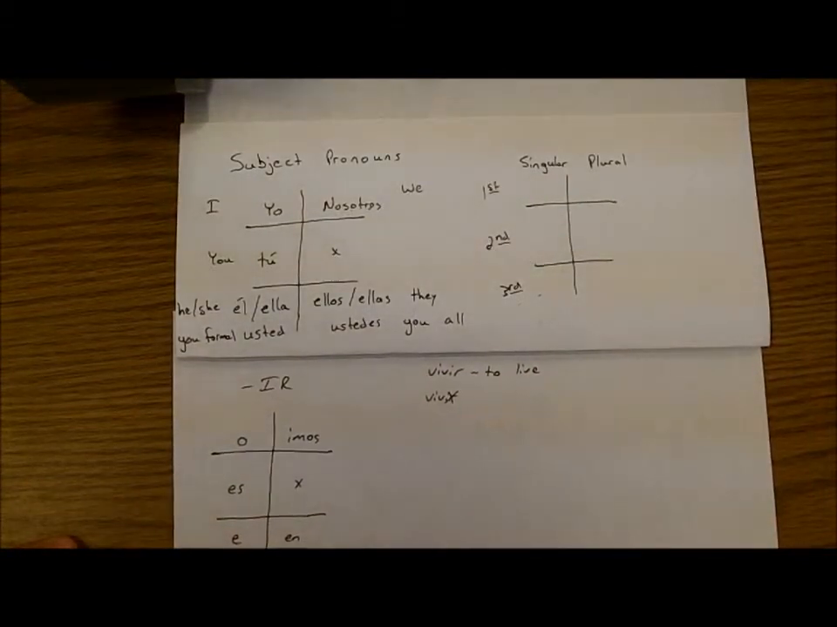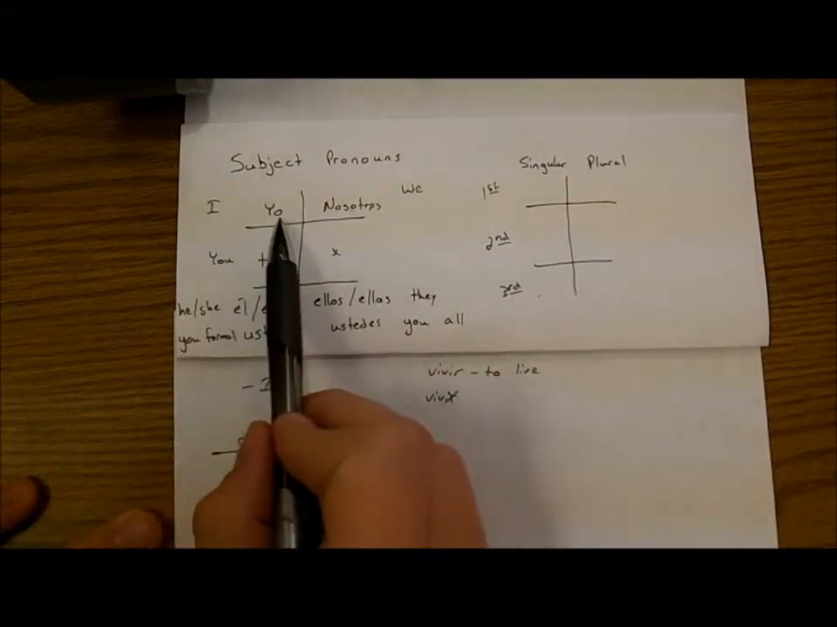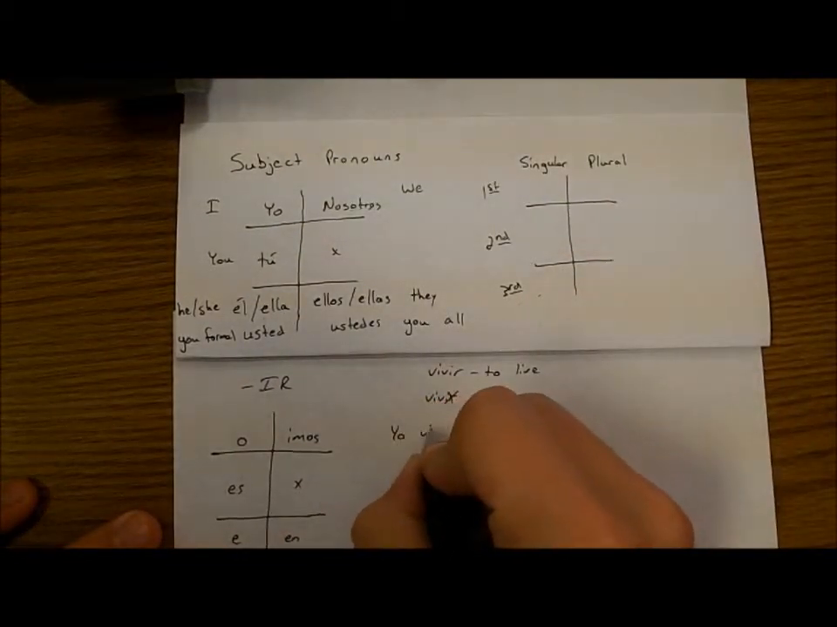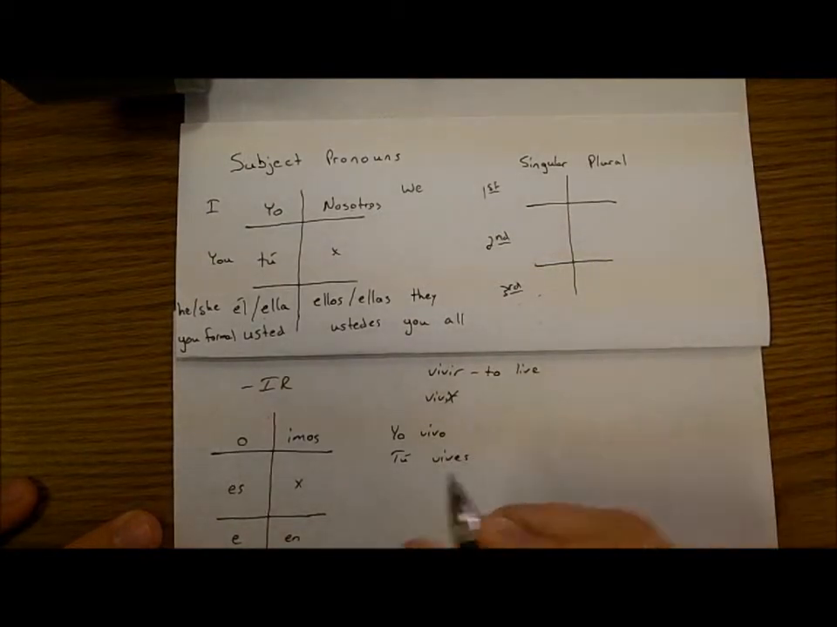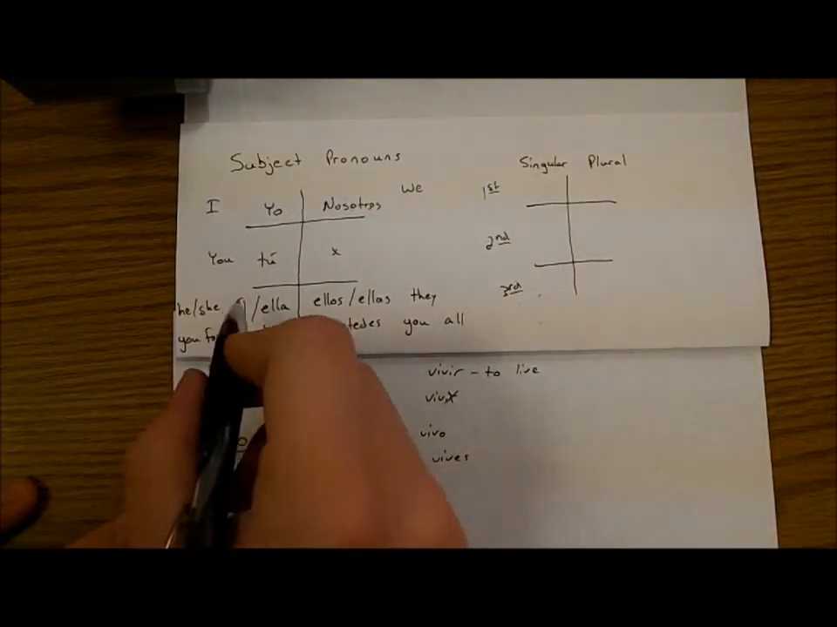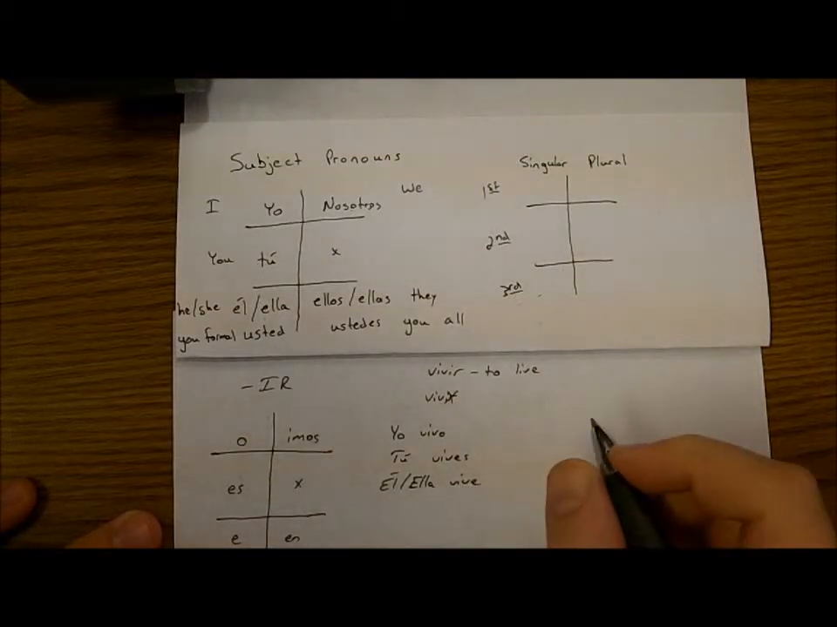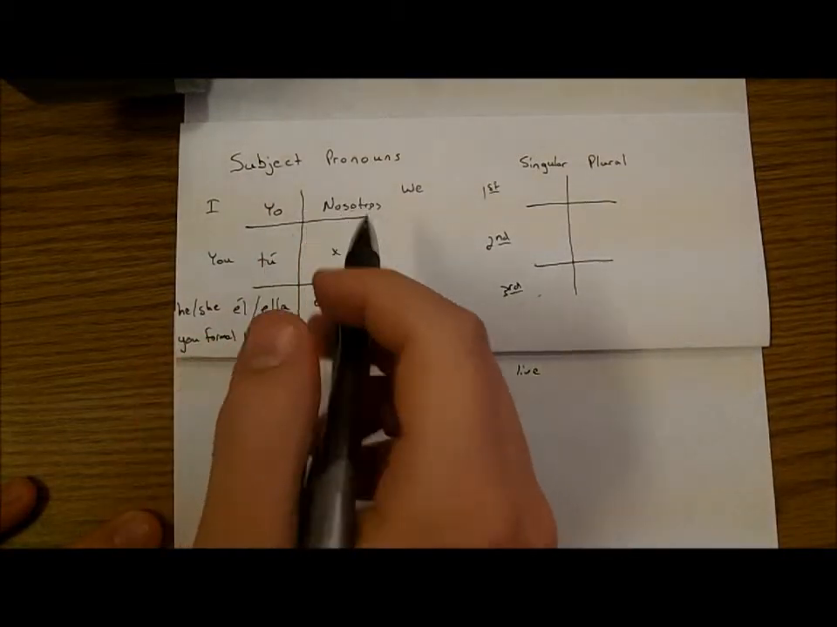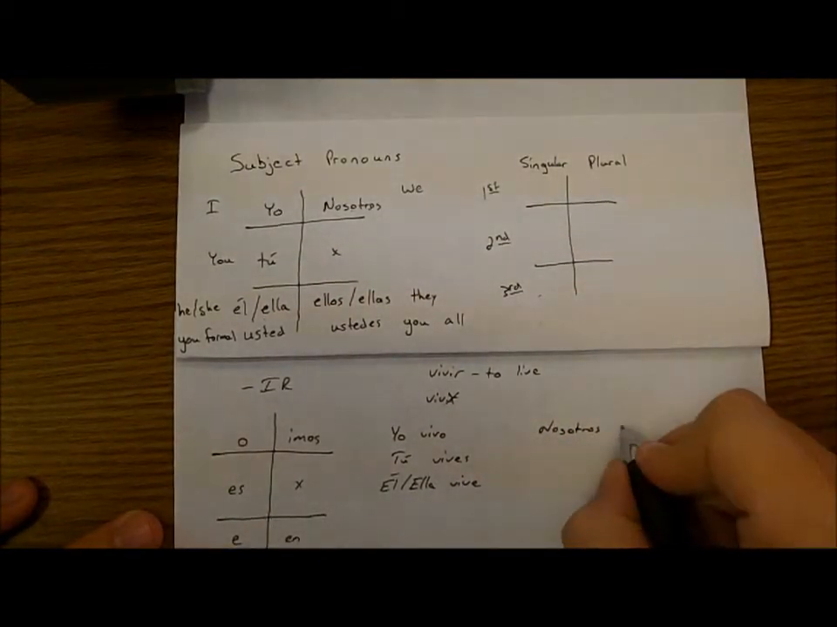So, once again, if we're going to use this with vivir, if we want to say I live, we look up here, yo's in the top left corner, so therefore we need the top left corner, yo vivo. You live, tú is in the middle, therefore we need the middle down here, tú vives. He or she lives, él or ella is in the bottom left, therefore we need the bottom left down here, él, ella, vive.